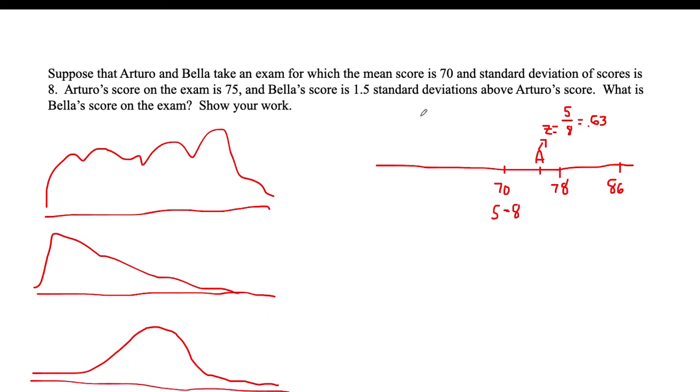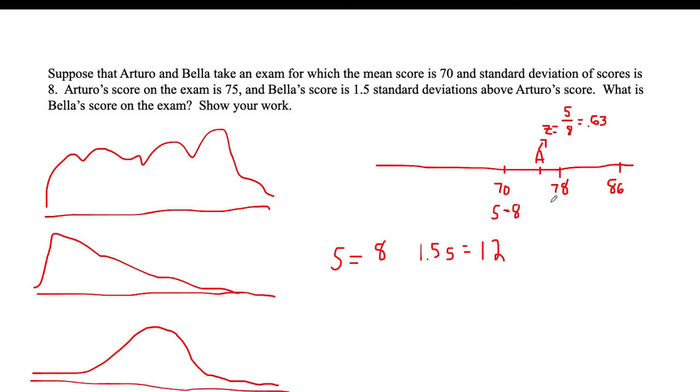So there's several ways to approach this problem. So again, Emma, I hope you're okay with me referencing you. You were saying this at the end. You said Bella's score is 12 points higher than Arturo's. And I said, where'd you get the 12? Well, if a standard deviation is 8, then 1.5 standard deviations is 12, right? You can just plug in an 8 right there. And so 1.5 s is 12.